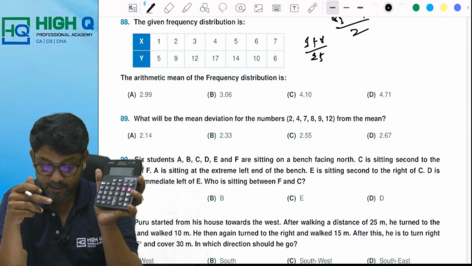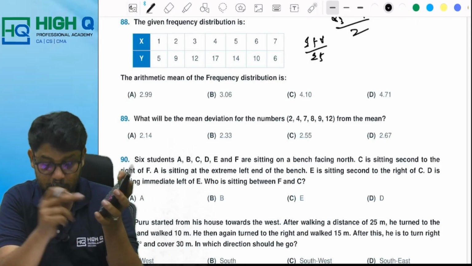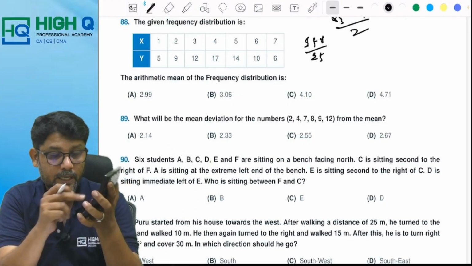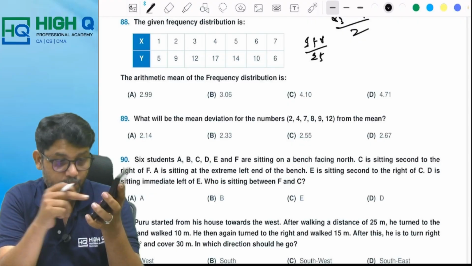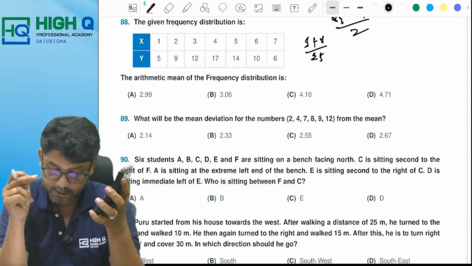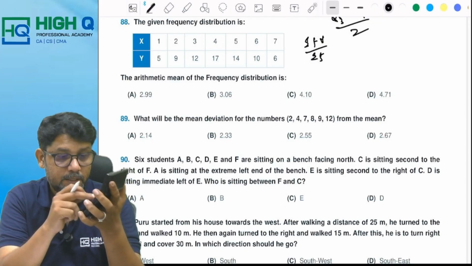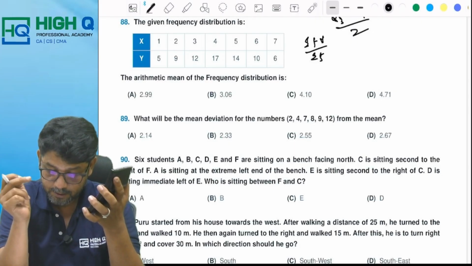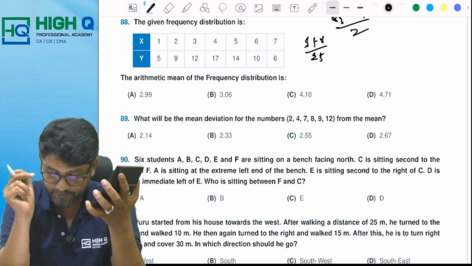So summation f is 73. Now let us find out summation fx. What is summation fx? Simply you multiply and add: 1 into 5 M plus, 2 into 9 M plus, 3 into 12 M plus, 4 into 17 M plus, 5 into 14 M plus, 6 into 10 M plus, 7 into 6 M plus, MRC, divided by 73.